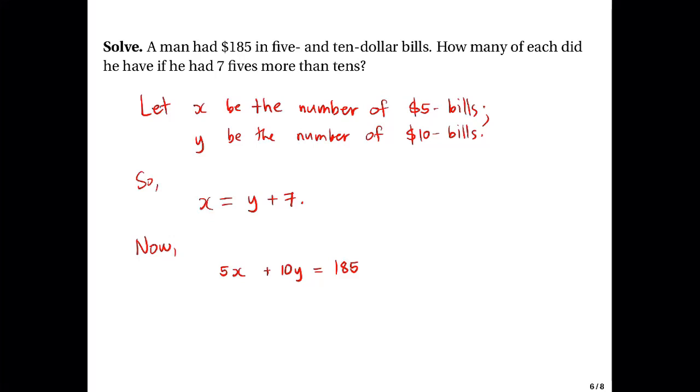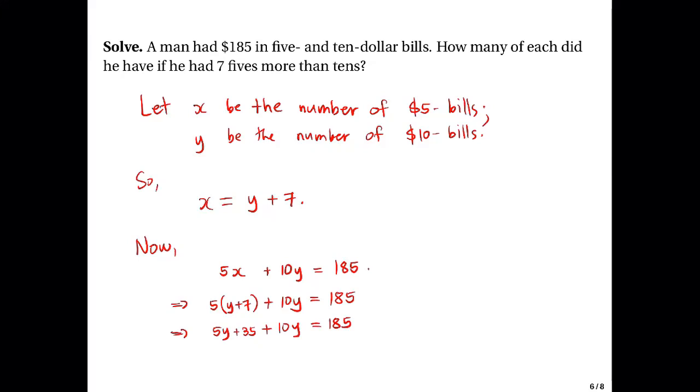But we have x equals y plus 7. So we can replace this x by y plus 7. So in here, you have 5 times y plus 7, plus 10y, this is equal to 185. So now, you just have to solve for the value of y. So if we do this, we have 5y plus 35, plus 10y, equals 185.